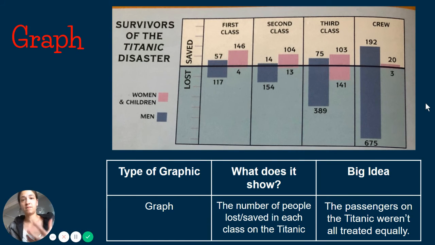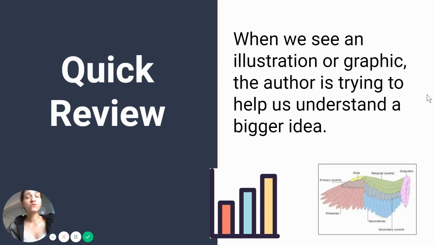So what's the big idea about this when we think about people's lives being lost on the Titanic? Well, we can tell from this graph that passengers on the Titanic weren't all treated equally, depending on what class they were in. Okay, so let's do a quick review. When we see an illustration or a graphic, the author is really trying to help us understand a bigger idea.